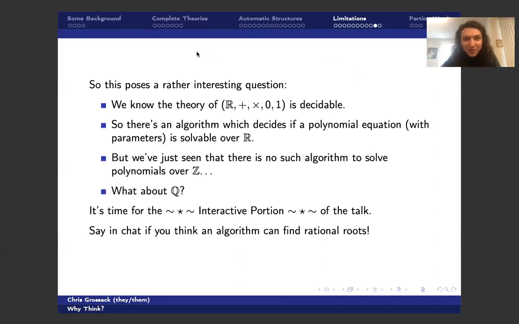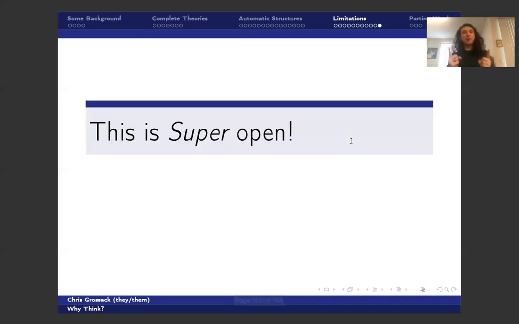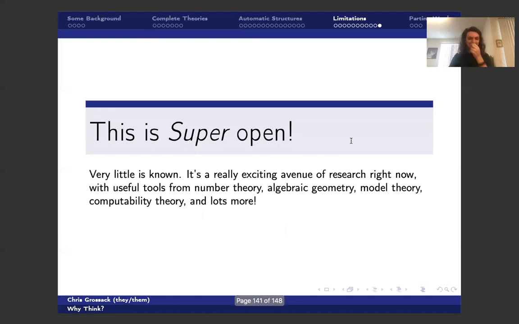Okay, interesting. Really interesting. This is super open. We know next to nothing about this problem, so genuinely, any of you can be right. It's a really exciting question right now, with tools from number theory, algebraic geometry, model theory, computability theory. It's a really active branch of research in logic right now. So if you're interested in these problems, definitely give it a look.